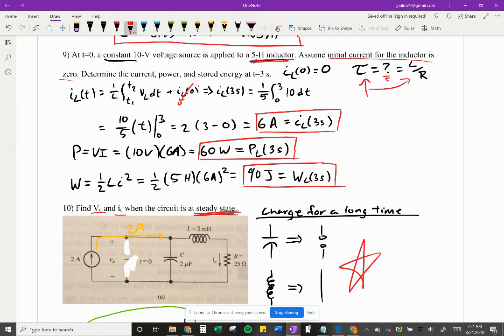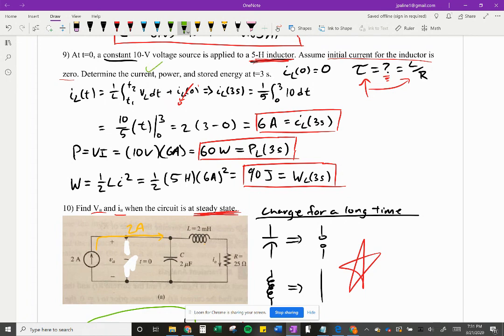All right. So all we got to do is do the quick integration. We'll pull that 10 out, so 10 over 5. Then we have the time variable, 0 to 3. 10 divided by 5 will give us 2. Then 3 minus 0, so 6 amps at 3 seconds. Okay, and so we've got the current now.